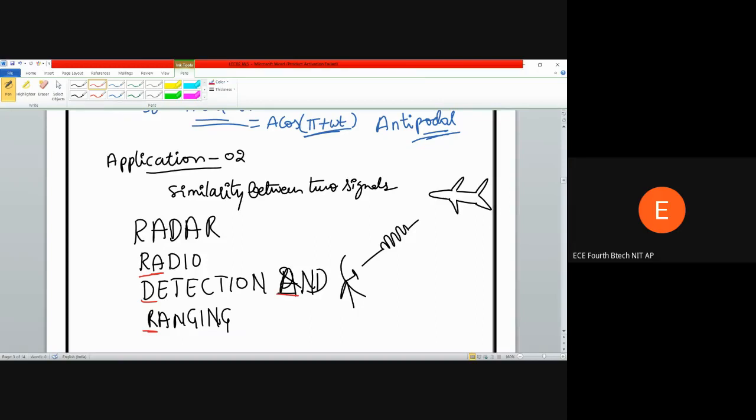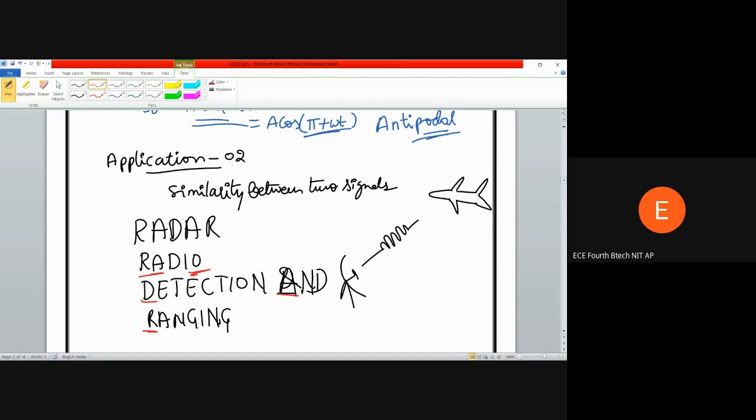So what does this radio mean? We'll be dealing with the radio signals. Radio signals means electromagnetic signals. So all electromagnetic signals ranging from a few kilohertz to some gigahertz, you'll be considering as radio frequency, RF. So we'll be utilizing electromagnetic signals for detection and ranging. Ranging means to find out the range of the target. For detecting the target and calculating its range, we will be using these radio frequency signals. So that is the reason why we call it a radar.